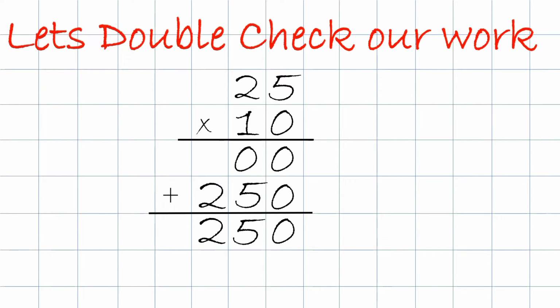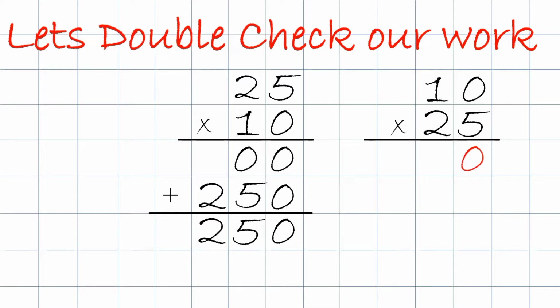So we can double check our work by having a second way of multiplying, which means we are going to interchange the factors. So in this case, instead of starting with 25 times 10, we are going to start with 10 times 25. So we are going to arrange 10 times 25. We are going to use the same way we multiplied.